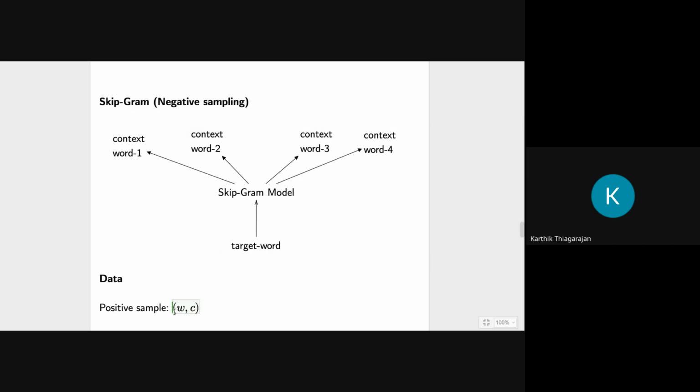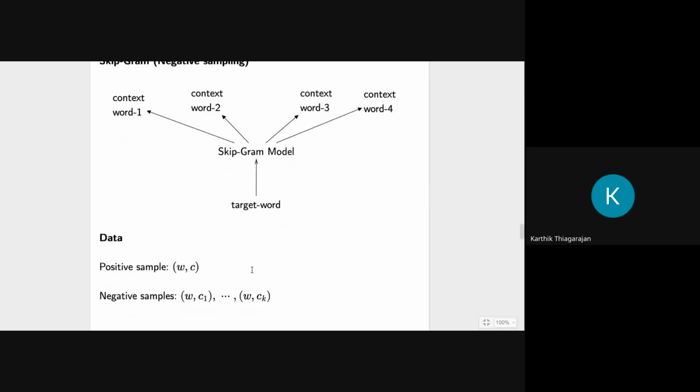You have a target word W, and then you divide the problem or the data into 2 parts. You have to predict if a given word is in the context of the target word or not. Therefore, you end up with positive samples where W comma C is a word context pair. Then you sample randomly from the corpus. For each positive sample, you sample, let's say, k negative words. Negative words meaning words which are not in the context of your target word.